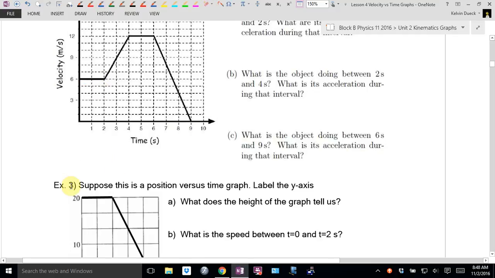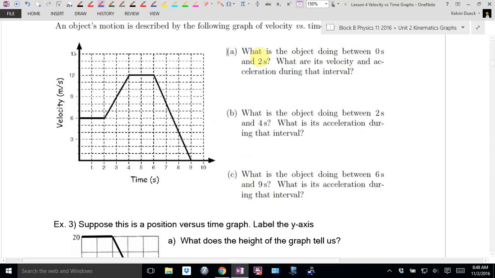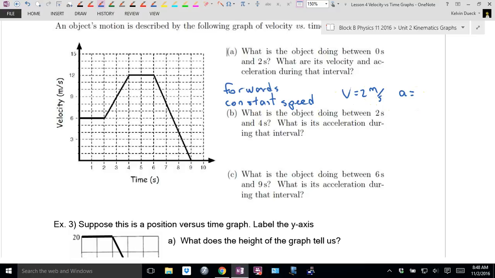So we would say, what's the object doing? Forwards. Constant speed. And I can even tell you 2 meters per second. Oh, but it also wants the acceleration. It says, what's its velocity? Check. And its acceleration. 6 meters per second. 6. What did I say, 2? Because I'm dumb. Tato candy for you.